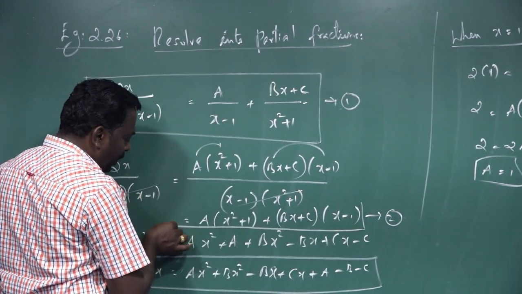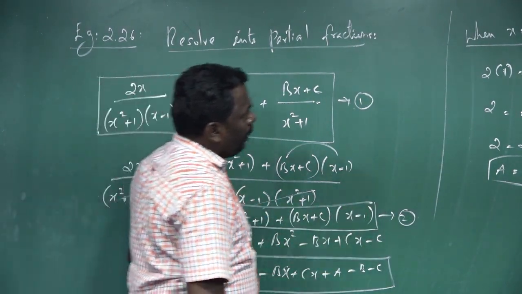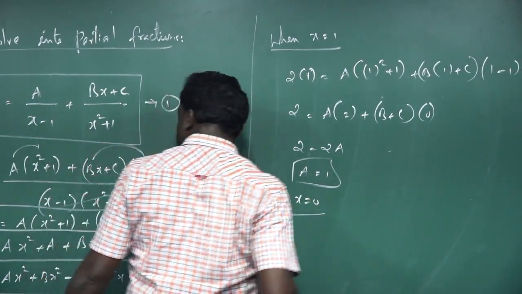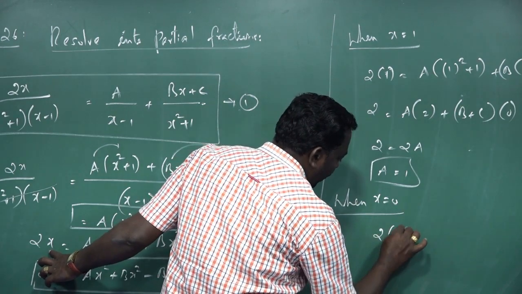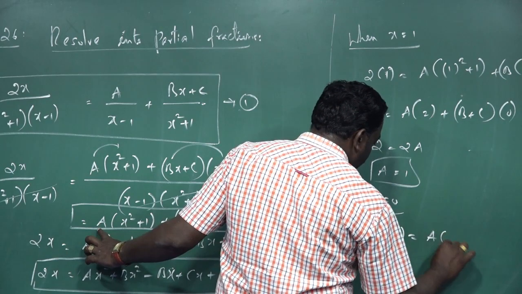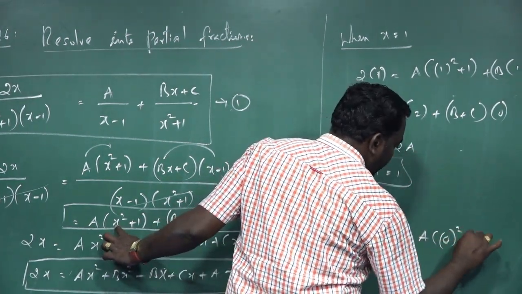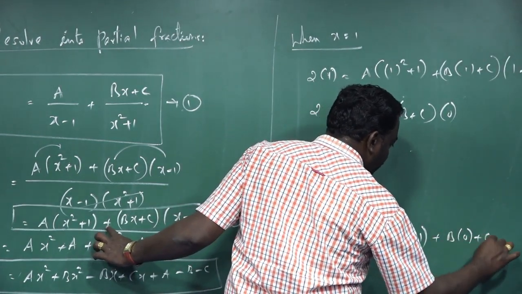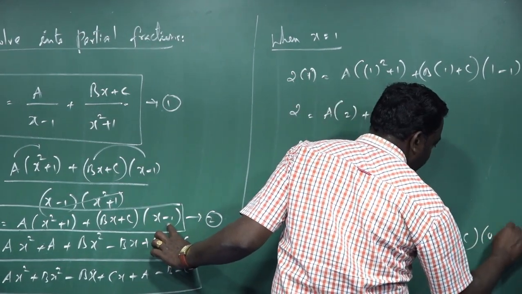Now next, in the second equation, we have to substitute the x value, supposed to be 0. When we put x value equal to 0, what is the left hand side equation? 2 into x equal to 0. Therefore 2 into x value equal to 0. Then A into x value 0 square plus 1, plus B into 0 plus C, x value into 0 minus 1.